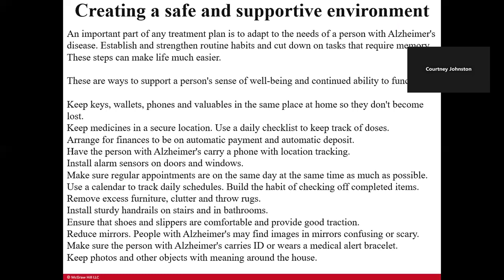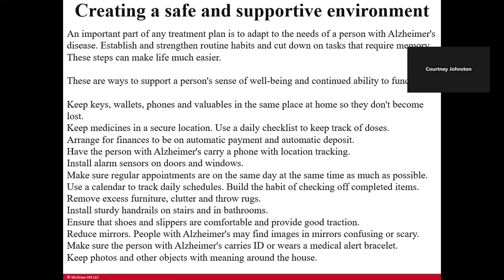And in regard to treatment, it's important to adapt to the needs of somebody with Alzheimer's, and strengthening routines and habits and cutting down on tasks requiring memory can make life a lot easier. So I'll just go through a couple of these. Keys, wallets, and phones in the same place so they don't get lost. Medications in a secure cabinet. Having somebody with Alzheimer's carry a phone that has the location on. Finances on automatic payment. Alarm sensors on doors and windows. Appointments on the same day to create, again, that structure.